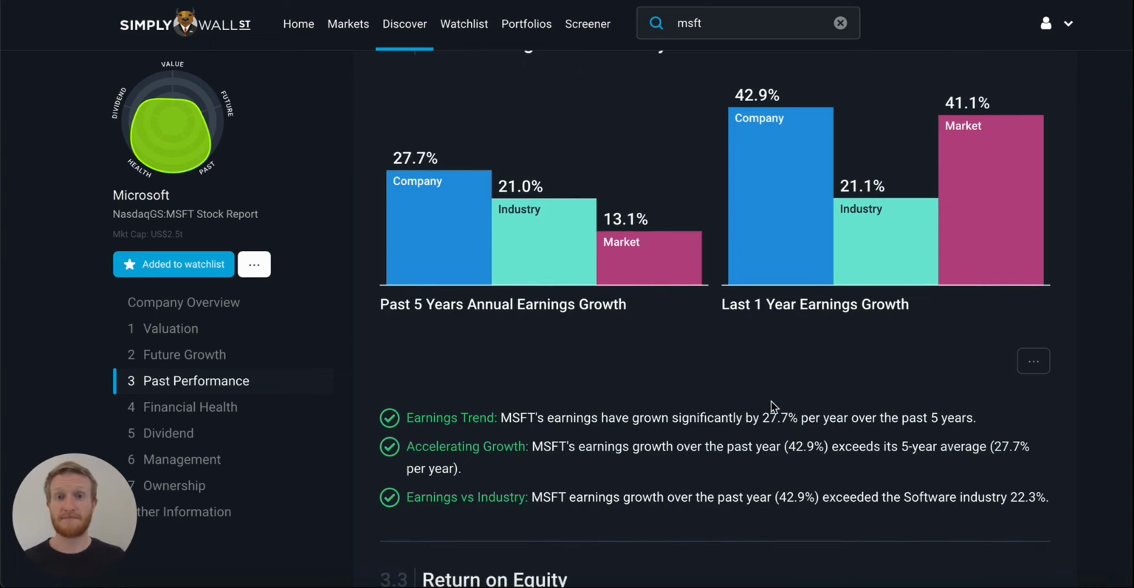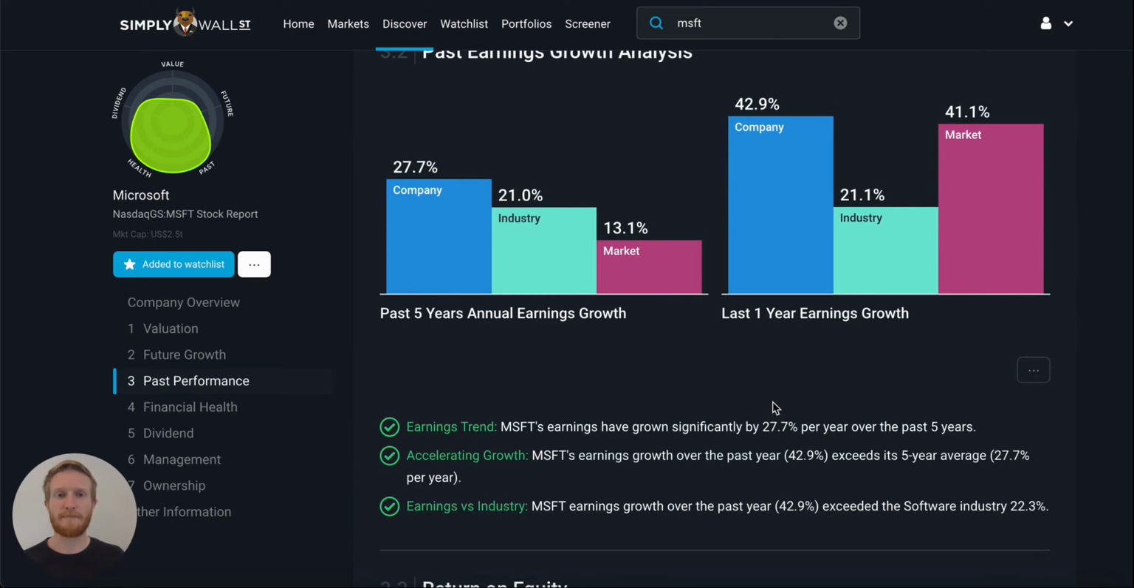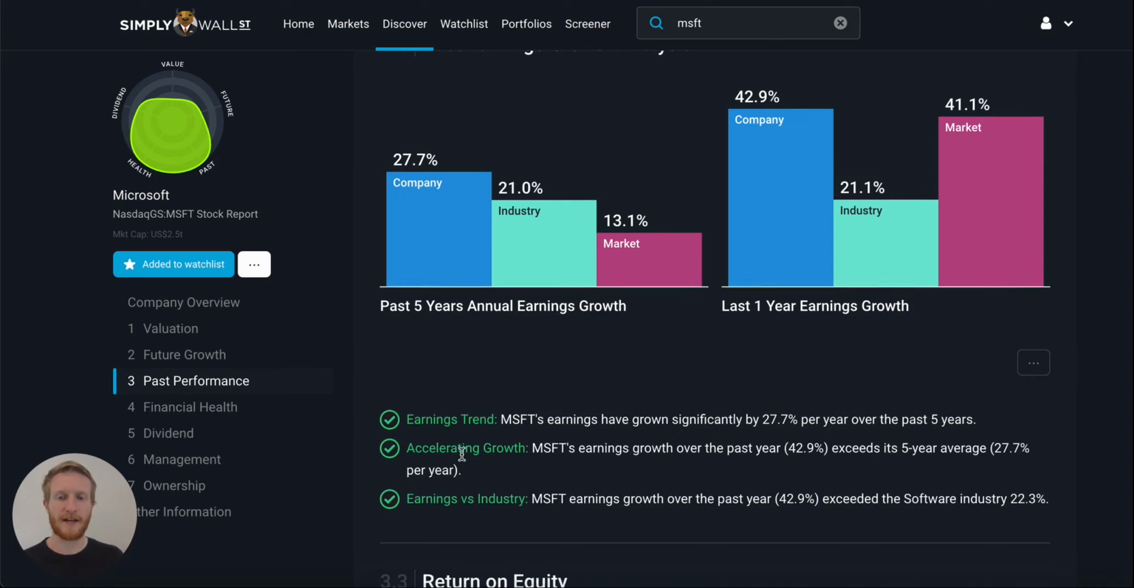So that's an important metric to look at, because ultimately, if it had good annual earnings growth, but the last year's worth of earnings growth was below it, say it was 15%, it could tell you that things are slowing down and the business isn't performing as well as it was before. So that would be a big red flag, and it wouldn't pass that accelerating growth check.